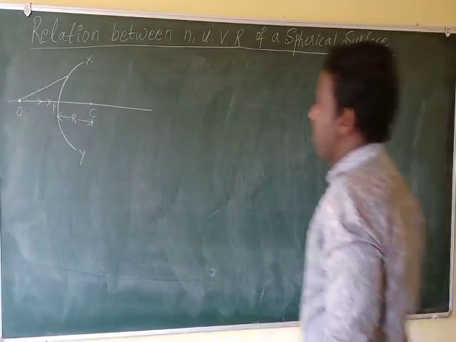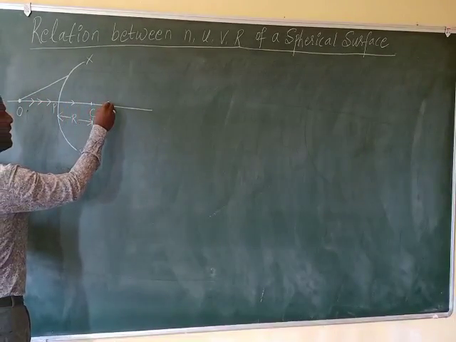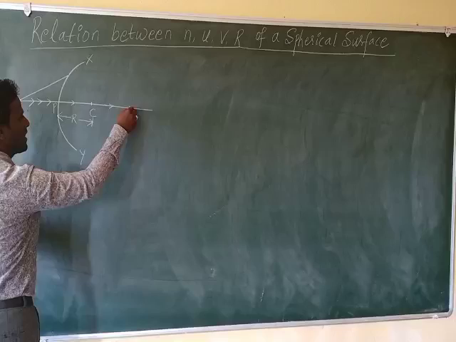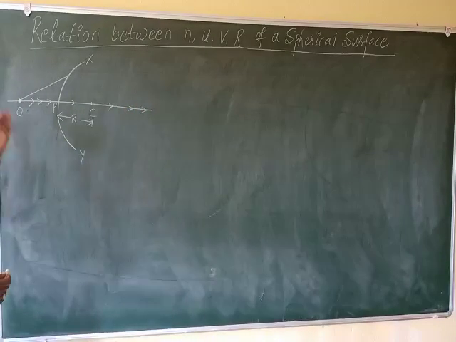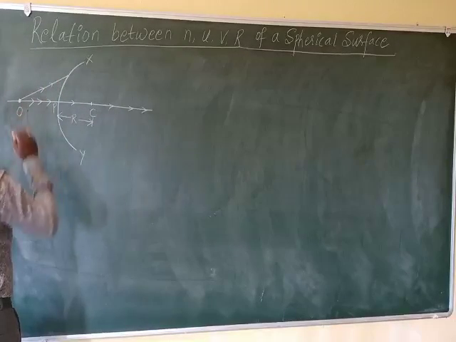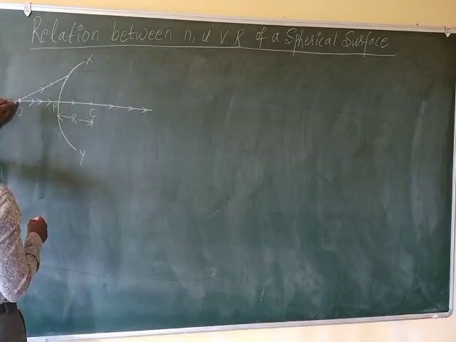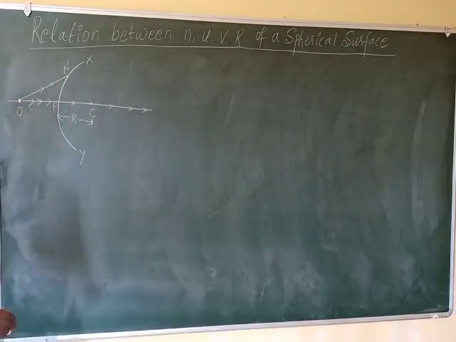First ray is OP. Here, this is the first ray. It passes undeviated, without any refraction. The direction does not change; the first ray passes straight. The second ray is ON.